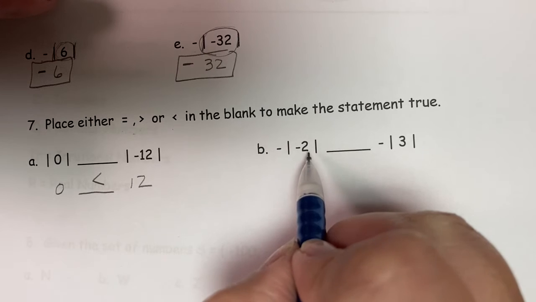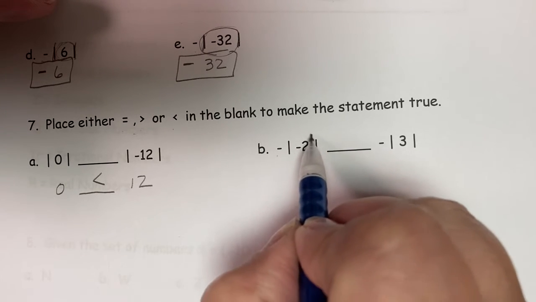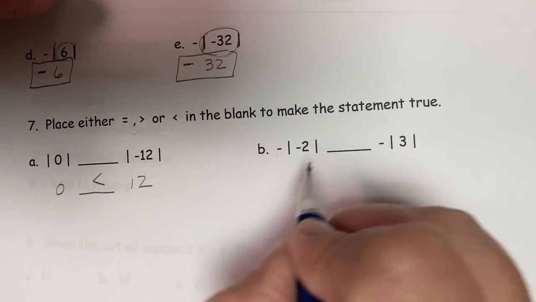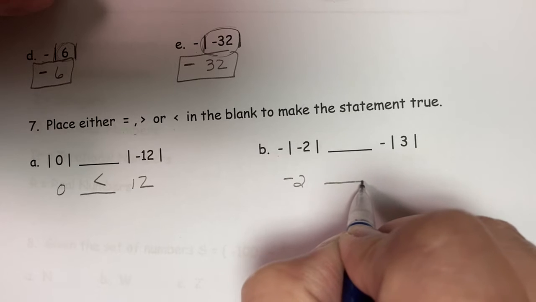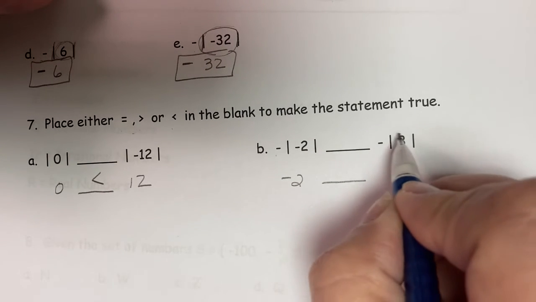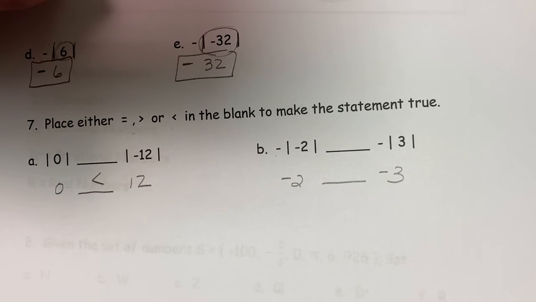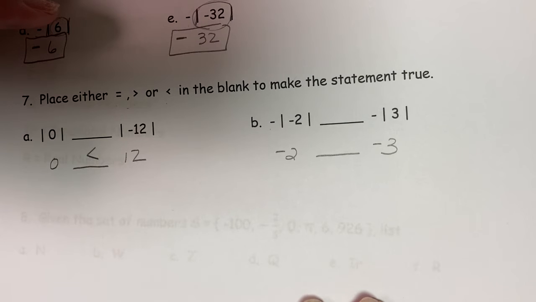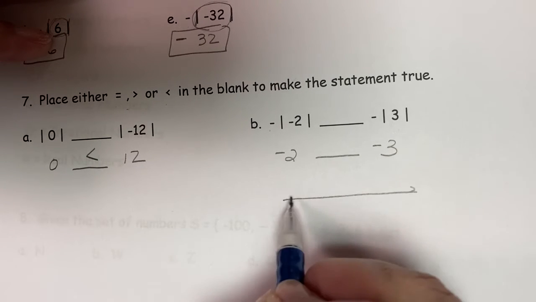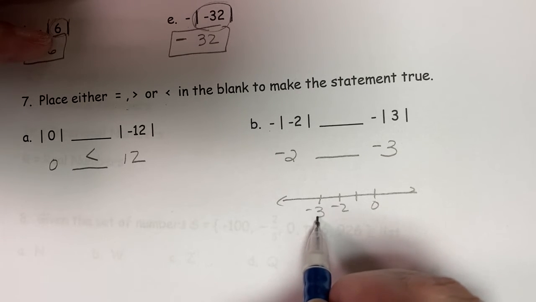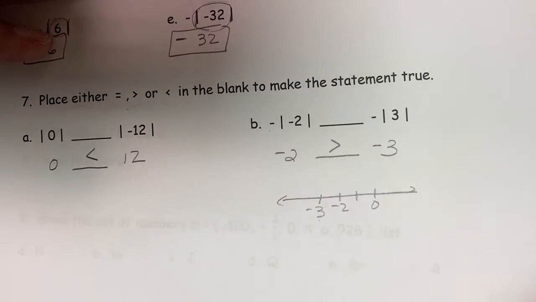How about B? Now remember, what does this say? This says, what is the opposite of the absolute value of negative 2? Since the absolute value of negative 2 is 2, the left-hand side turns into a negative 2. And using the same logic, the right-hand side is a negative 3. So if you think of your number line, if this is my 0, here's negative 2, here's negative 3. Since negative 2 is to the right of negative 3, negative 2 is actually greater than negative 3.